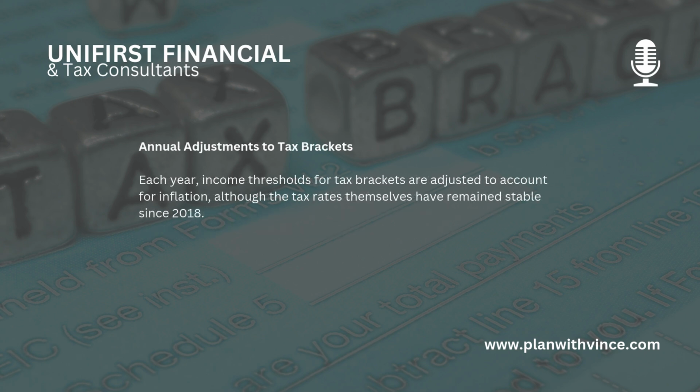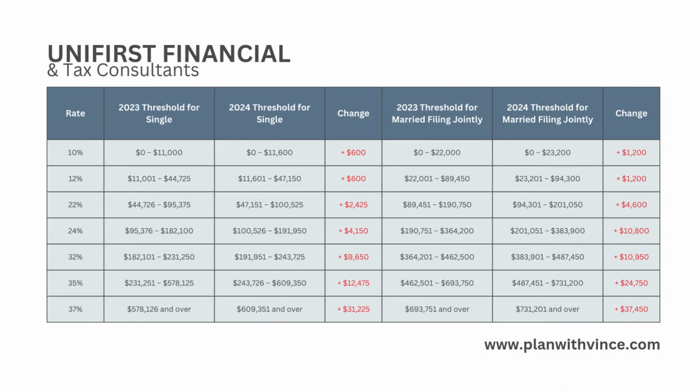Annual adjustments to tax brackets. Each year, income thresholds for tax brackets are adjusted to account for inflation, although the tax rates themselves have remained stable since 2018. Here's a quick look at the current and upcoming tax brackets. As you can see, the income thresholds for all tax brackets have increased, reflecting adjustments for inflation. The largest changes occur in the 22%, 24%, and 35% brackets, indicating more significant adjustments for higher earners. These adjustments will impact your tax planning and strategies for the upcoming year.